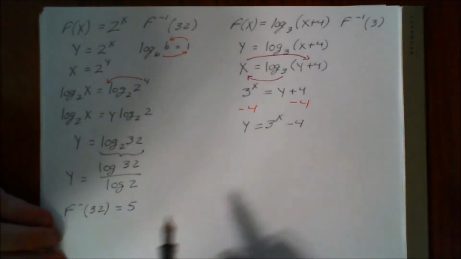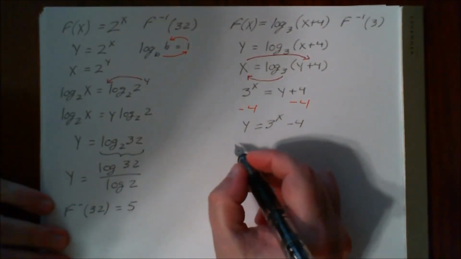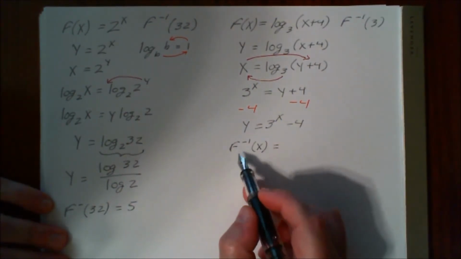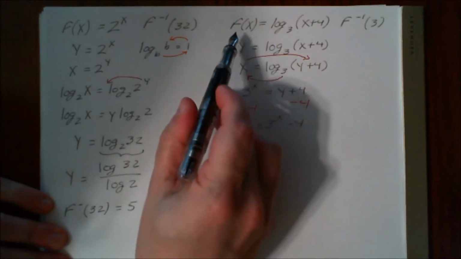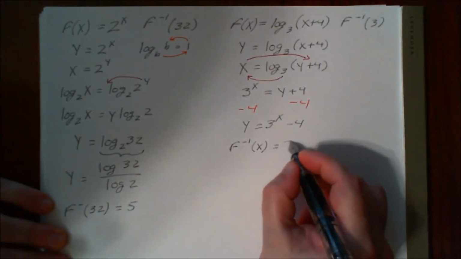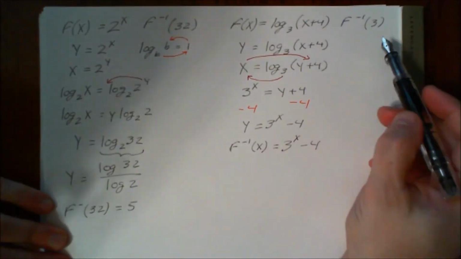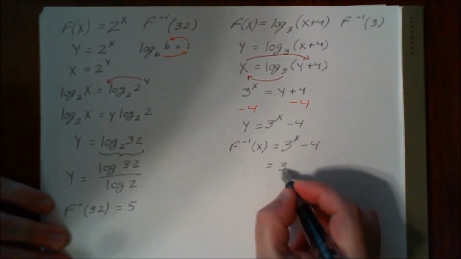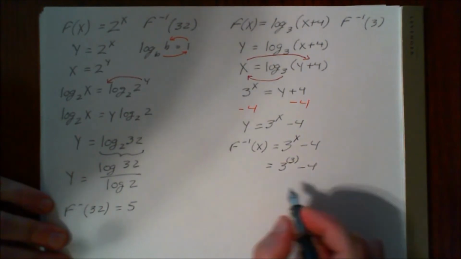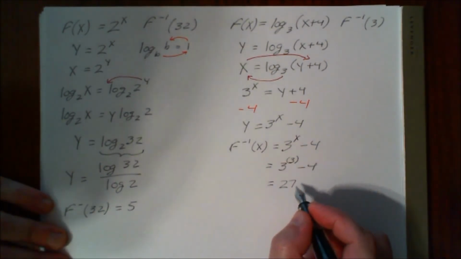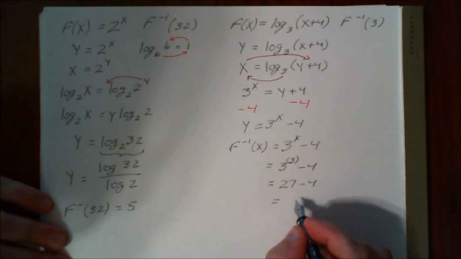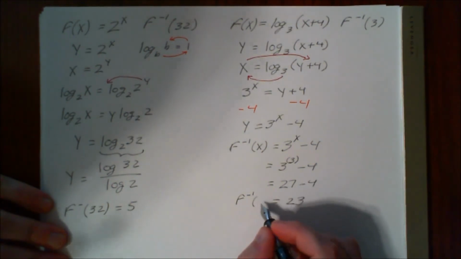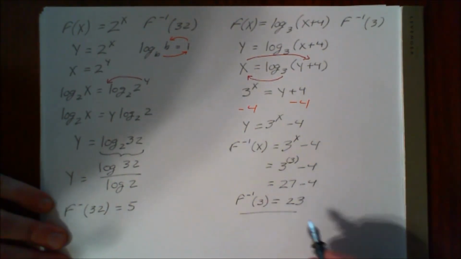And same thing as we did over here, you could technically change your notation from y back to the notation indicating the inverse of our f of x function if you want. And they want us to simplify with an x value of 3, so we're just going to plug in a 3 for the x. 3 cubed is 27, and 27 minus 4 is 23. So that would be our final answer there.